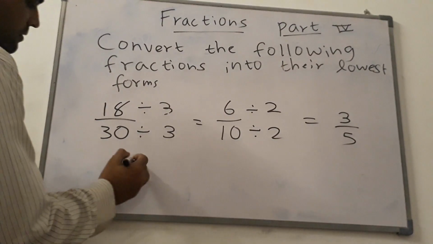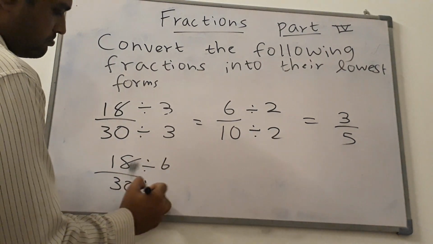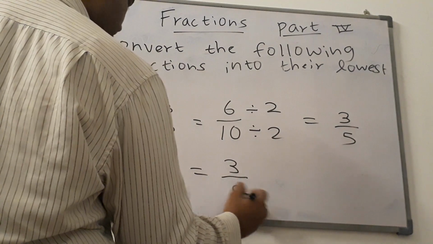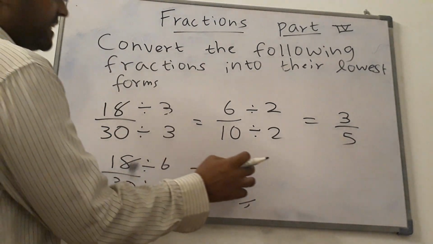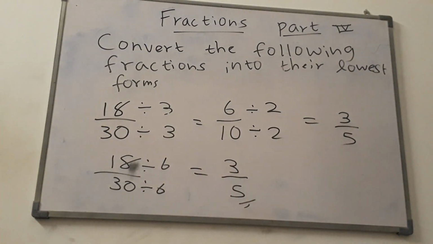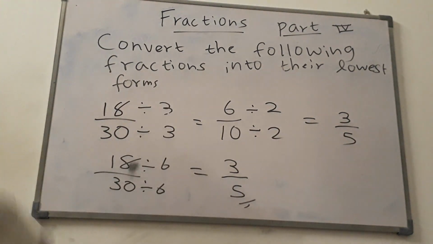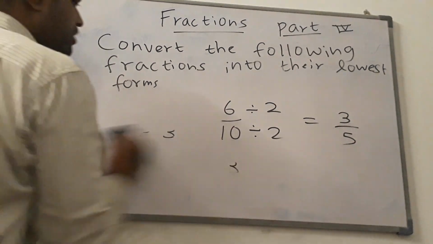Or we can divide both these terms by 6 straight away. Hence 6 times 3, 6 times 5. The highest common factor is 6. So with the help of the highest common factor, we can straight away get the lowest form. Otherwise, partially we can divide by 3 and 2 to get 3 over 5. We will do more sums, so it will make you feel more comfortable.